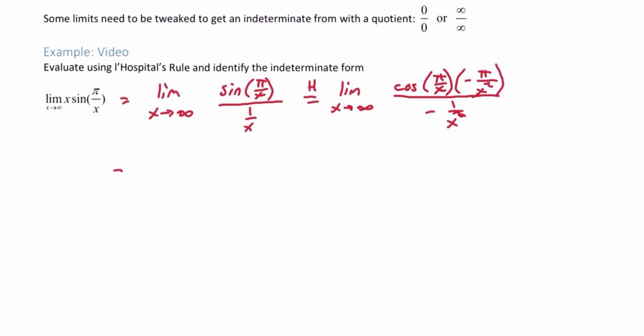Now rewriting this, we can simplify it a little bit. Limit as x approaches infinity of cosine of pi over x times pi. Now we can actually evaluate the limit. As x gets really big, as x goes to infinity, the fraction goes to 0. The cosine of 0 is 1. So we basically have 1 times pi, which is pi.